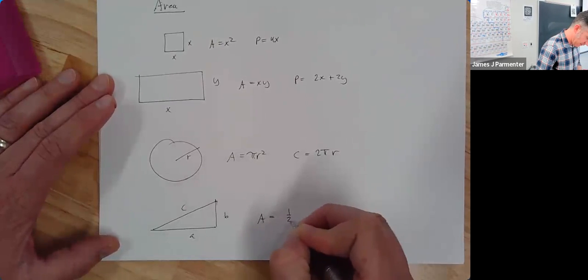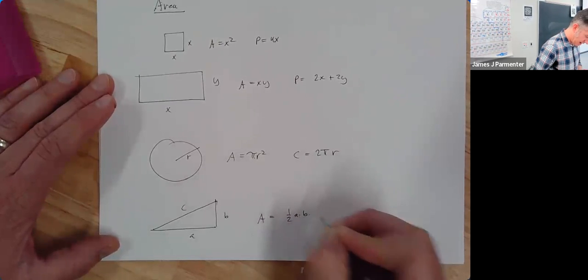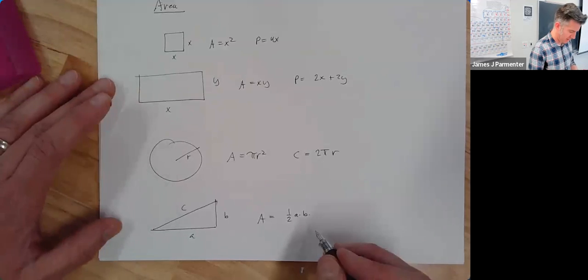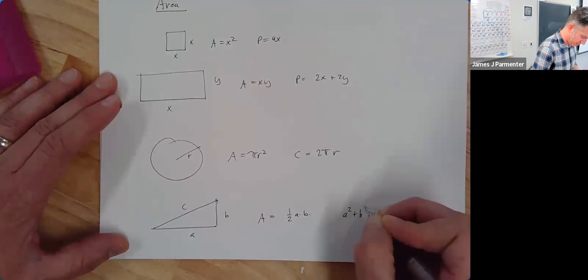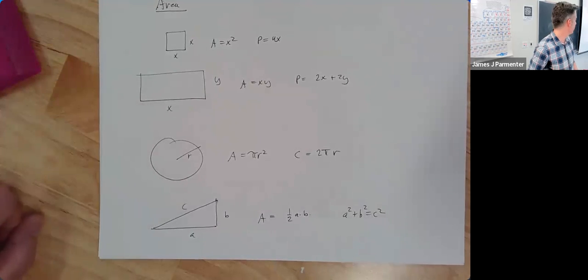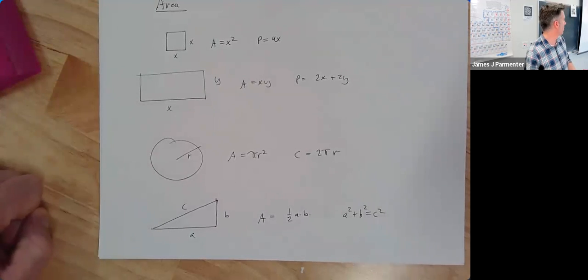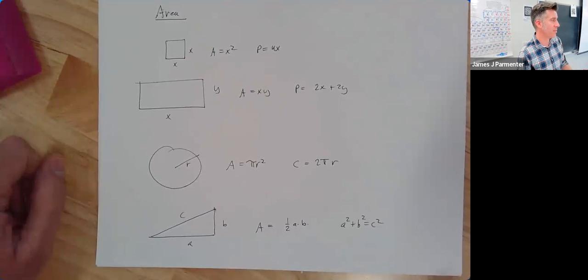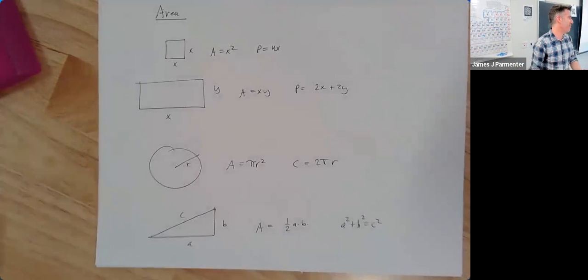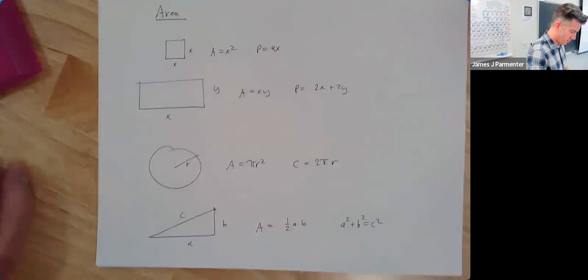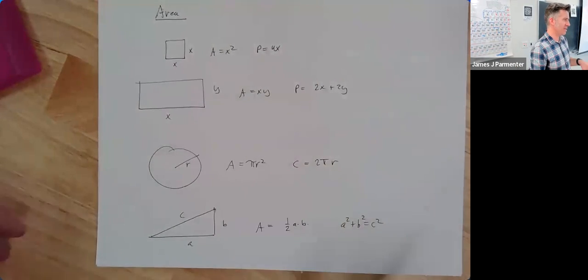Area is 1/2 a times b. And so perimeter is a plus b plus c, but more importantly, Pythagorean theorem, a squared plus b squared equals c squared. These are formulas that can come up really when you're doing an optimization problem. These are more likely to come from related rates. I feel like related rates is more 2D stuff often.